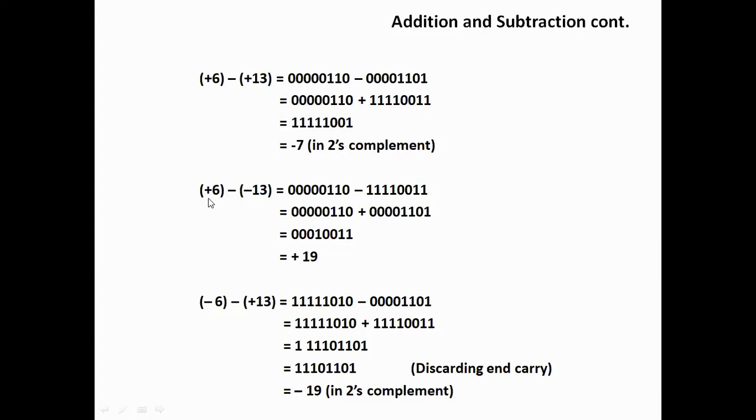Third example, one number is positive, another is negative. Again, plus 6 is here, minus 13 is here, and the difference is to be done. We will apply this minus on this. This will become 2's complement. And here, minus converts to plus, and we do the addition and get plus, and these 7 bits represent 19.